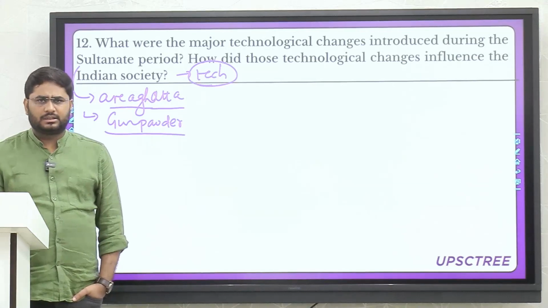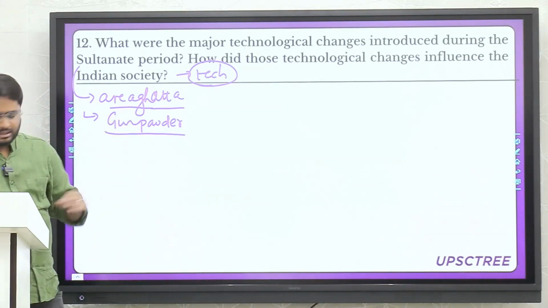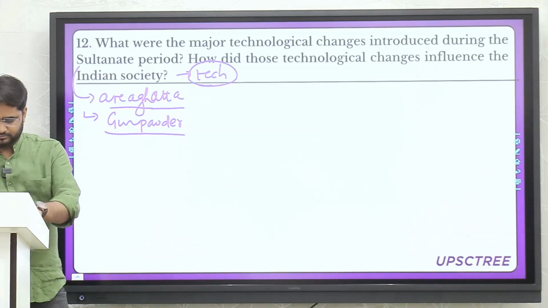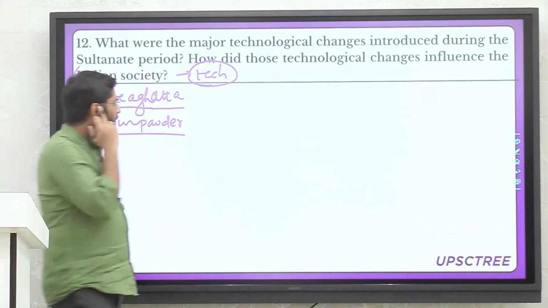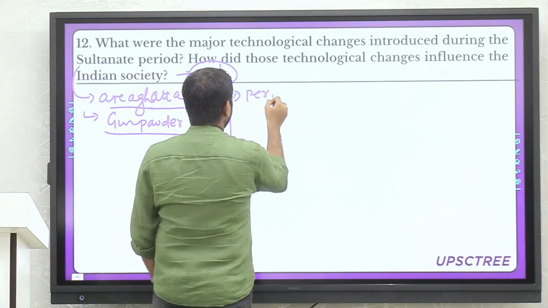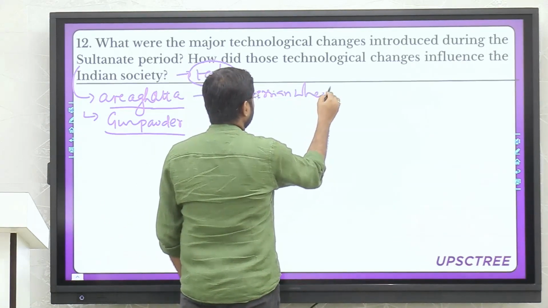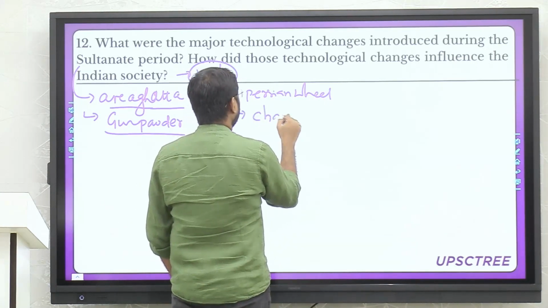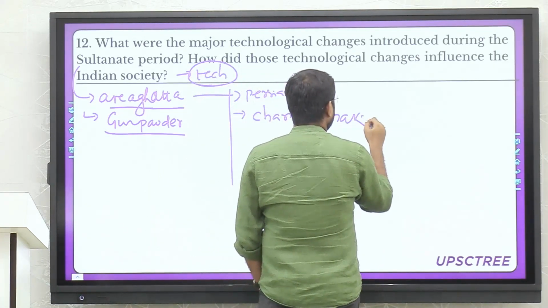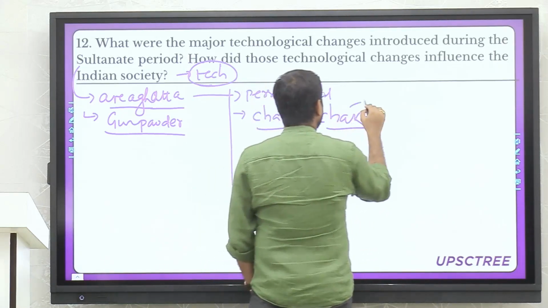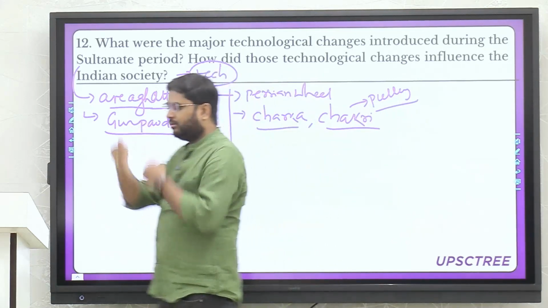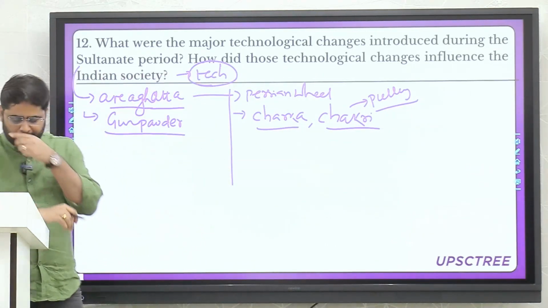Okay, irrigation system. Okay, that you can talk over here. If you look at the Sultanate period, there is introduction of Persian wheel, there is introduction of charkha, the spinning wheel, and chakri. ठीक है, charkha is the spinning wheel, chakri is the pulley that we use to drag the water from the wells. Okay, that is there.